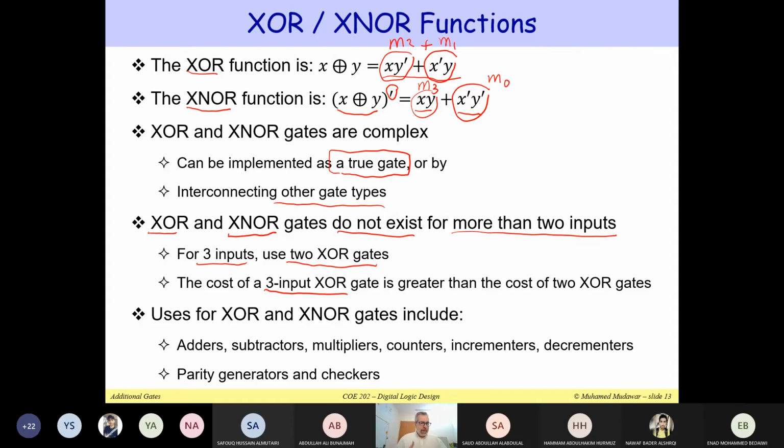Today I will talk also about parity generators and checkers. So we also use them to generate the parity bit and also to check the parity bit, so they actually are very useful in that case.